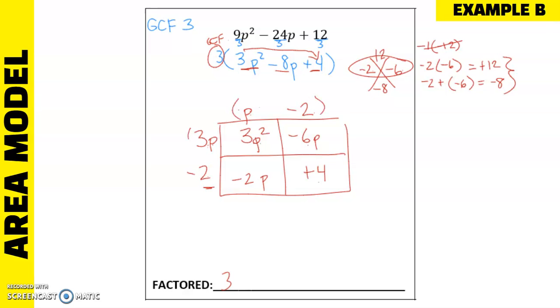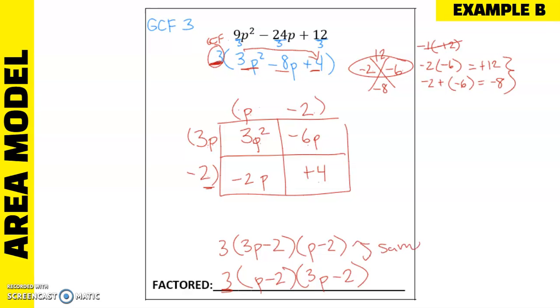Here are my factors: p minus 2, 3p minus 2. And notice my GCF that I found right at the beginning has to be in front. And again, you could write this in the other order. You might end up with 3 times quantity 3p minus 2 times p minus 2. Exact same thing, okay? These are the same thing. They will get us there.